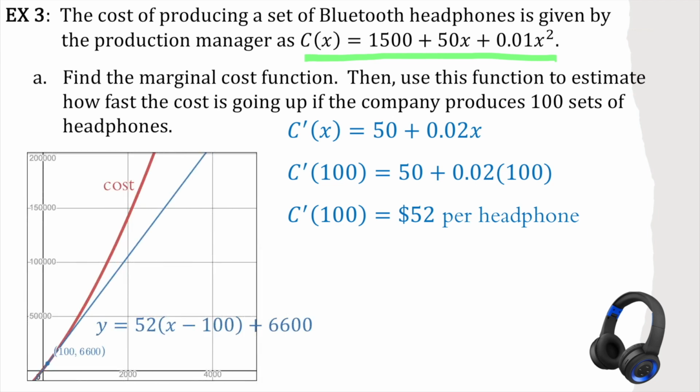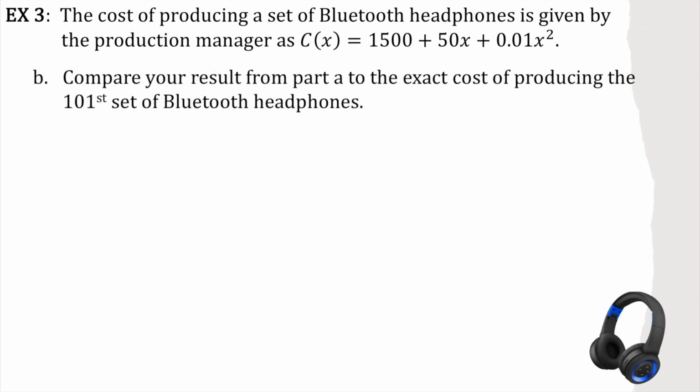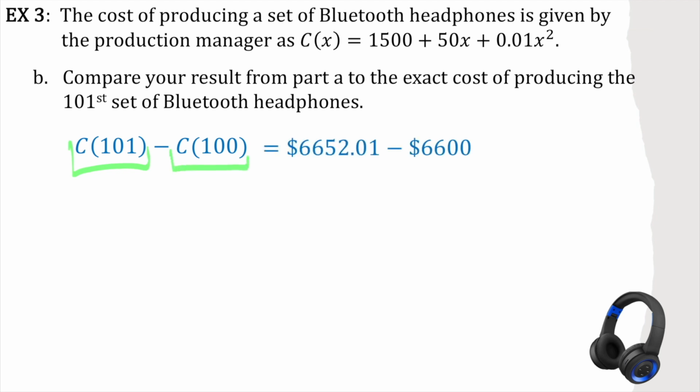I graphed it there for you. And you can see that that marginal cost doesn't stay true forever, does it? After a while, it's inaccurate. Part B says, compare your result from Part A to the exact cost of producing the 101st set of Bluetooth headphones. So we'll take the cost of the 101st, subtract the cost of the 100th, and we get 52.01 for the 101st headphone. Pretty close.